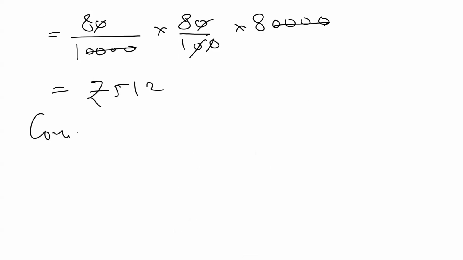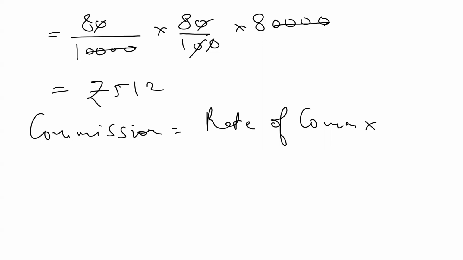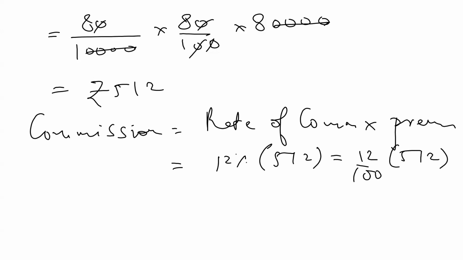Now commission. Commission is nothing but agent's commission, which is equal to rate of commission into premium. We are just discussing the shop. The agent's commission over here is 12%, it's given in the problem. If you read clearly, agent's commission is 12%. So 12% of 512, 12 upon 100 into 512. Just multiply 12 and 512. You'll get 6144 upon 100, which is equal to rupees 61.44. So we have calculated the commission on shop.